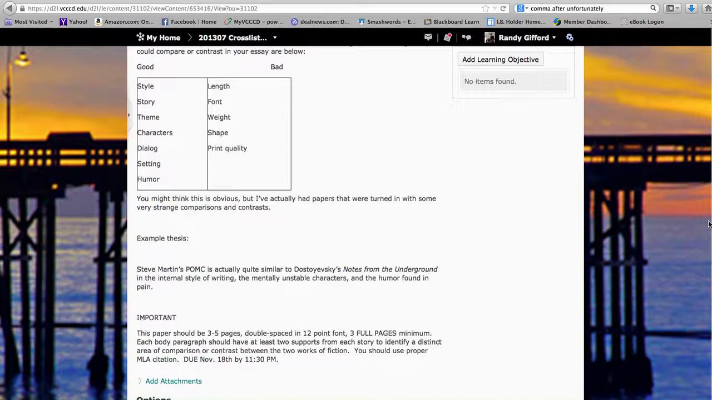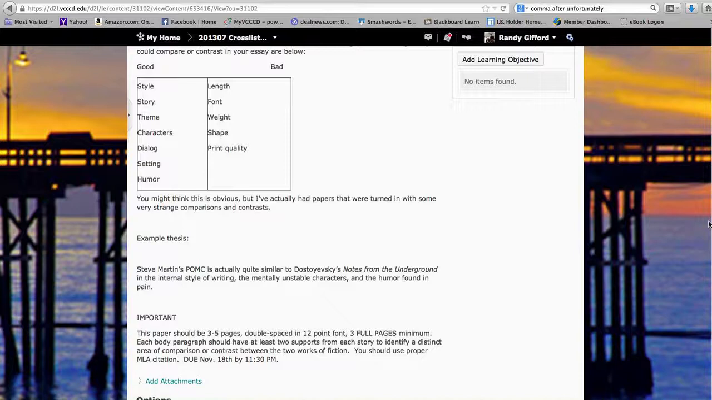So this is going to be due November 18th by 11:30. Please make sure that it's 3 full pages minimum. You should not be counting the MLA page. 3 content pages minimum, all the way to the bottom, please.